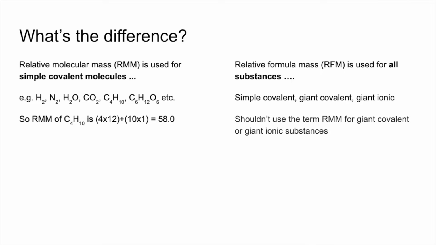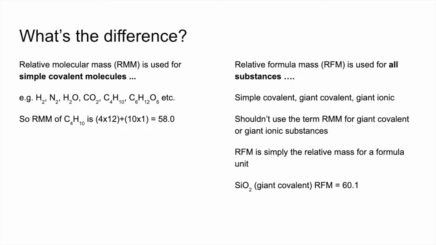So basically where the confusion arises is students sometimes use the term RMM for giant covalent or giant ionic substances, which technically they shouldn't do. It's not the crime of the century, but technically it's not correct. So RFM is simply the relative mass for a formula unit, basically the formula as it's been written.